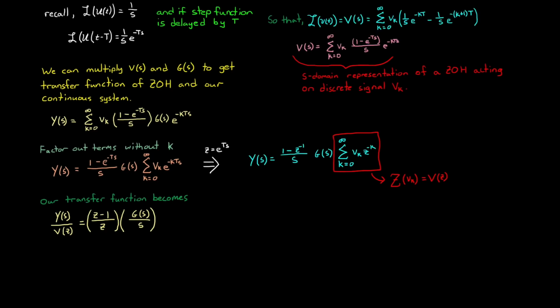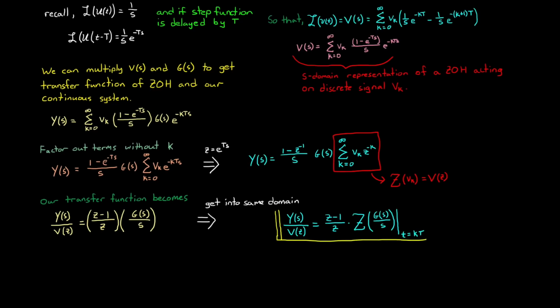Now we can't actually multiply these two quantities together because they're represented in different domains. Therefore, we can take the z transform of the terms with s in them so that they're all in the z-domain. Now, the way to read this final equation is to start with your continuous plant, g of s, divide it by s, which is essentially integrating it, convert that s-domain system into a z-domain system by sampling the time domain equivalent and taking the z transform, and then multiply that whole thing by z minus 1 over z. The end result is the z-domain representation of your continuous system and the zero-order hold.